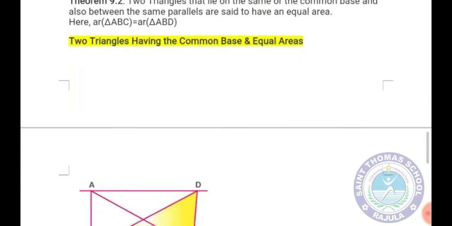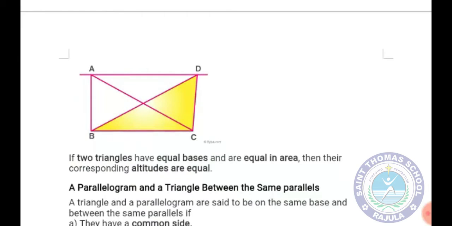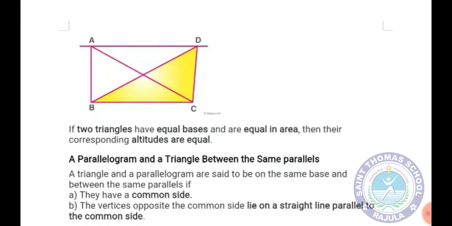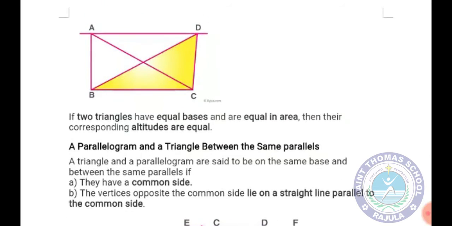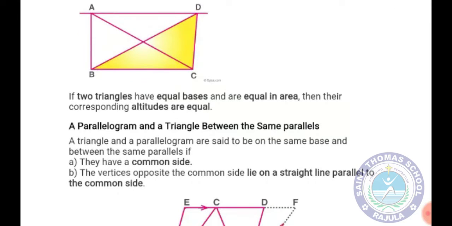Two triangles having a common base and equal area. Two triangles have equal bases. For example, here we are taking triangle BCD and triangle DBC. Both the triangles have a common base, so both have equal areas.